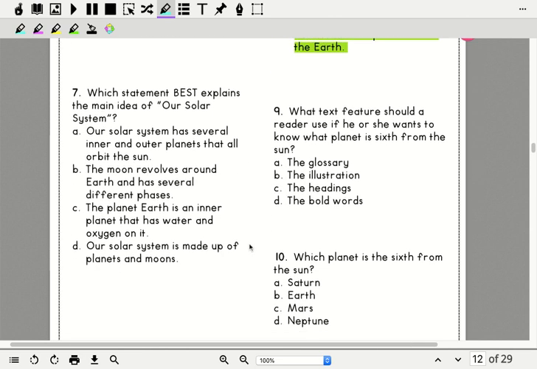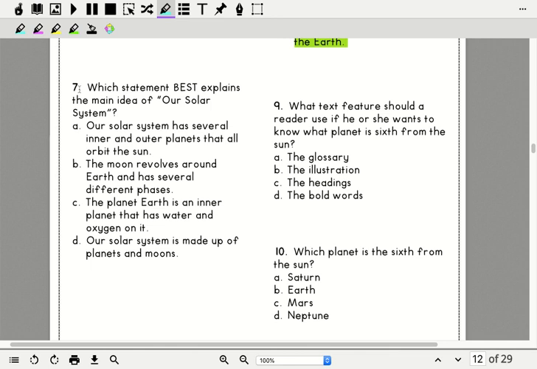Okay, so come down to the bottom of this page. We have number 7. And these 3 you're going to do by yourself. I'm going to read them to you. So number 7 says, which statement best explains the main idea of our solar system? A, our solar system has several inner and outer planets that all orbit the sun. B, the moon revolves around Earth and has several different phases. C, the planet Earth is an inner planet that has water and oxygen on it. D, our solar system is made up of planets and moons.